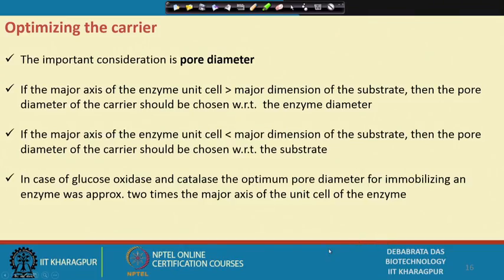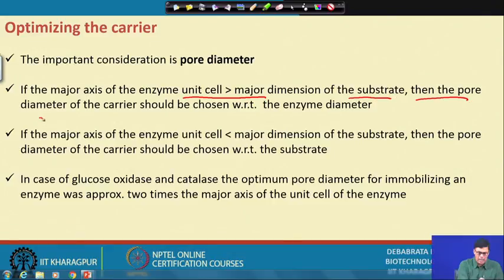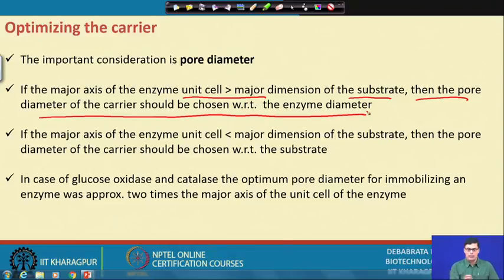Now optimizing the carrier, that is the pore diameter, as I pointed out, is an important consideration. The major axis of the enzyme unit cell should be greater than the major dimension of the substrate. Then the pore diameter of the carrier should be chosen with respect to the enzyme. I was giving the example of glucose oxidase enzyme.